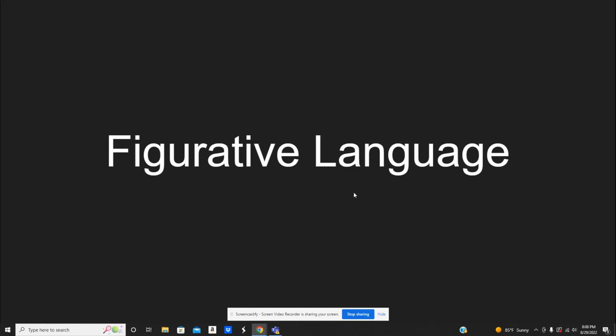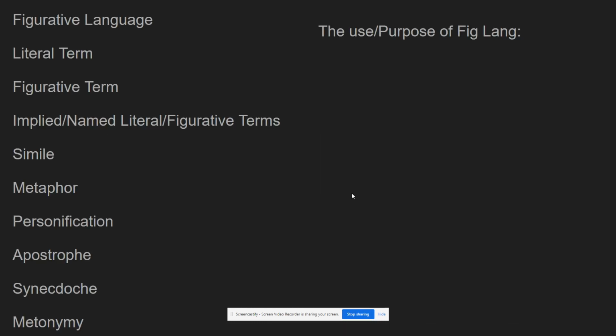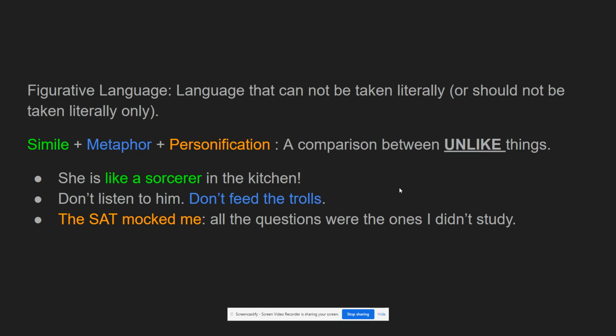All right, so we're just going to get started here with the lecture on figurative language. Here are the terms that I'm going to ask you to master, and we'll just go through it bit by bit. So, first of all, figurative language is language that cannot be taken literally, or at least it should not be taken only literally. This means that there is an implied meaning, usually through a comparison between unlike things.